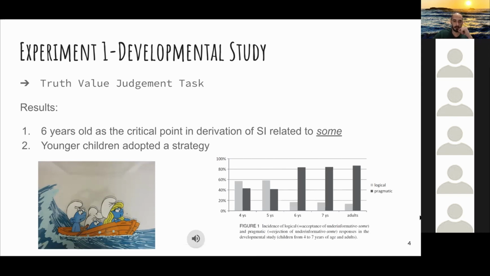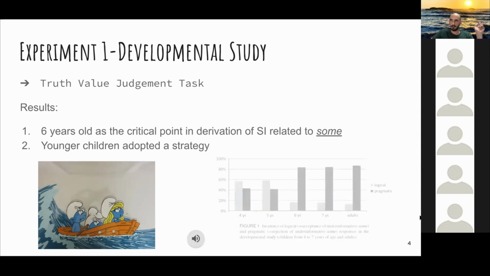But for now, the second conclusion that the experimenters concluded is that whenever 6 and 7 years old were correcting the sentence by the puppet, they were always using the strongest term in the scale, which is all instead of some, which means that they completely understand. They completely rejected the under-informative sentence, and they were able to justify, understand, and say why it was a bad sentence.